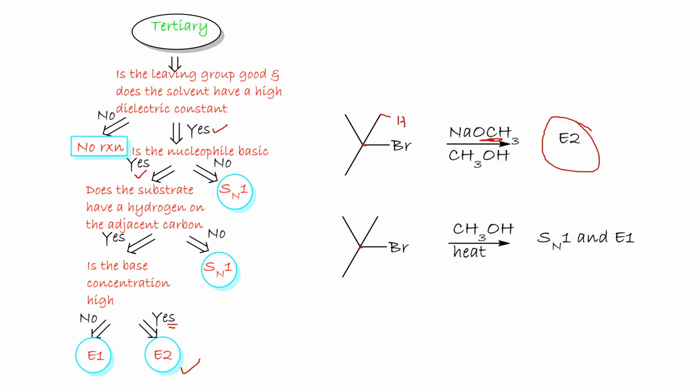You get to this. That's tertiary alkyl halide. But again, here the nucleophile is not that strong. Now, is the leaving group good? Yes. Is the nucleophile basic? No. So it is SN1, and as we know, SN1 is usually accompanied with E1. Okay?